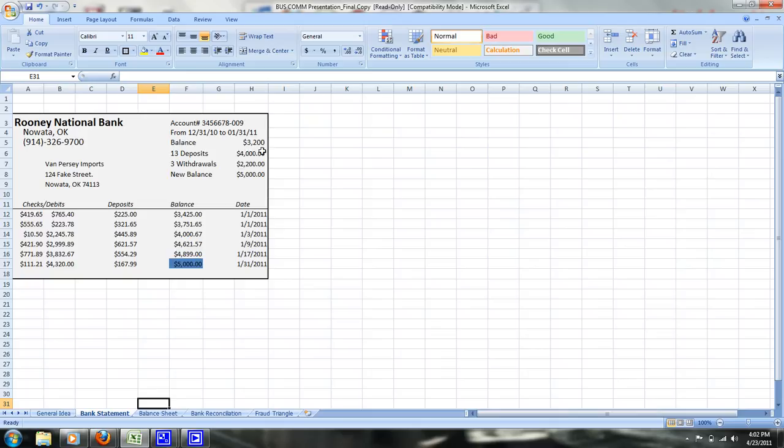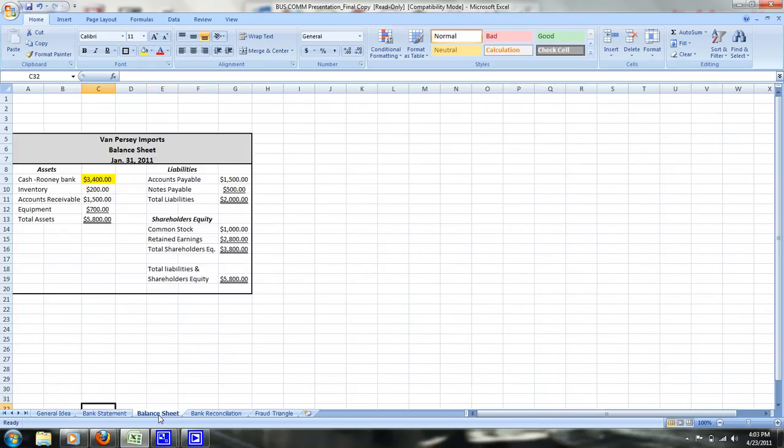We had a beginning balance of $3,200. We had all these deposits and withdrawals throughout the month to get us our current balance of $5,000, which I highlighted in blue. Now if we look over at the general ledger or the balance sheet for Van Persie Imports, it says that in our cash account for Rooney Bank, we only have $3,400. So there's obviously a discrepancy of $1,600 that needs to be accounted for.